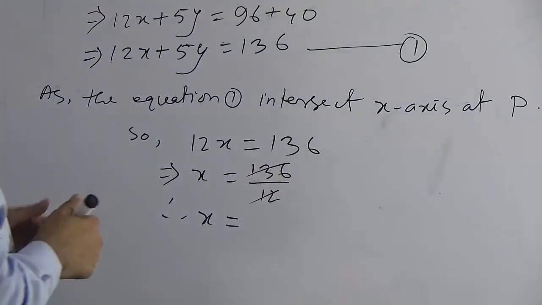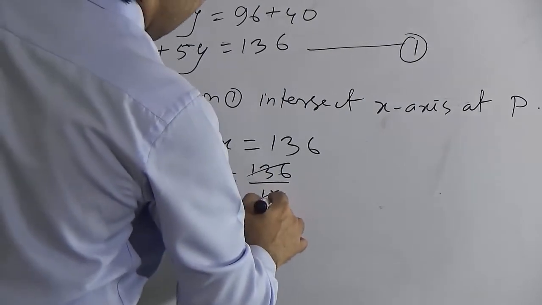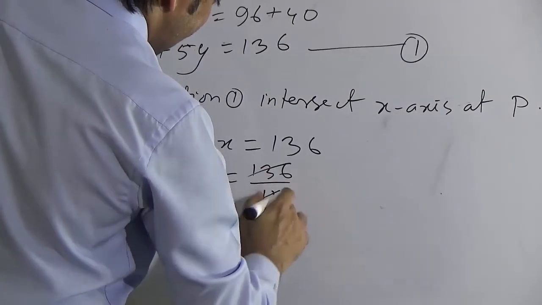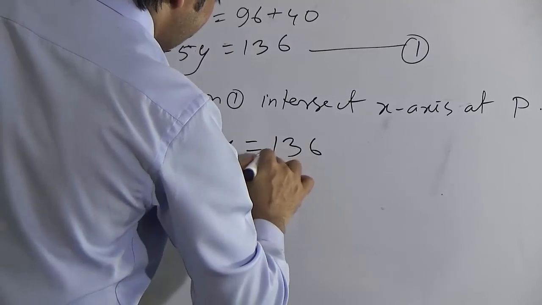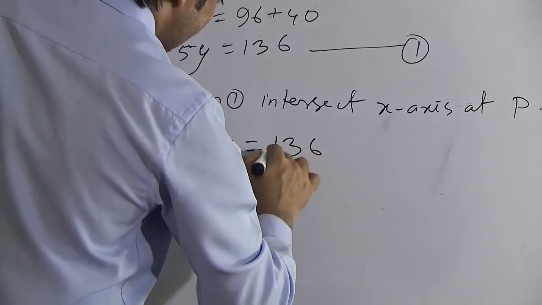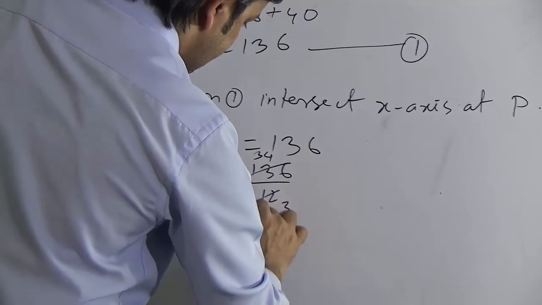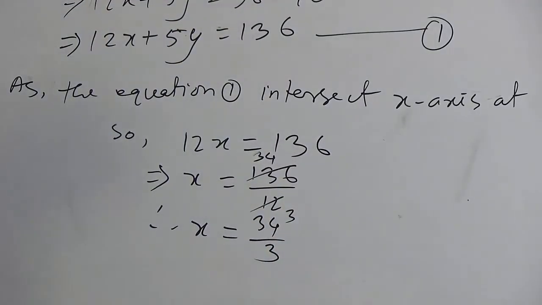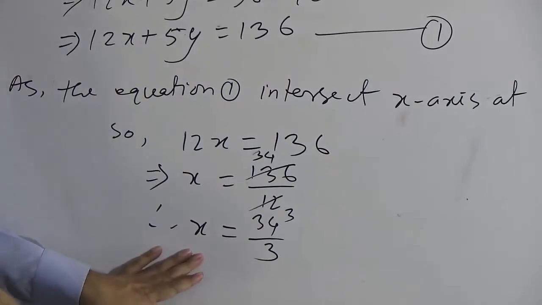We have to divide by 12. If we divide by 4, is it divisible by 4? Yes, divisible by 4 first 3 times, then 16 4 times. Here is 3. It means 34 by 3. This is the value of x.